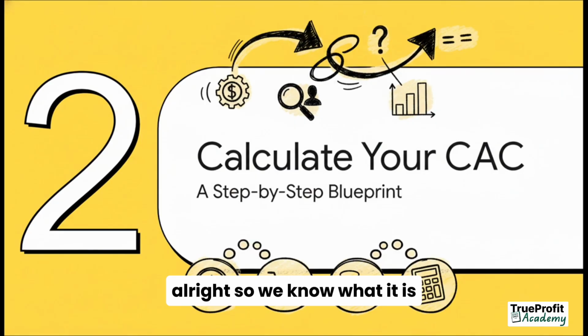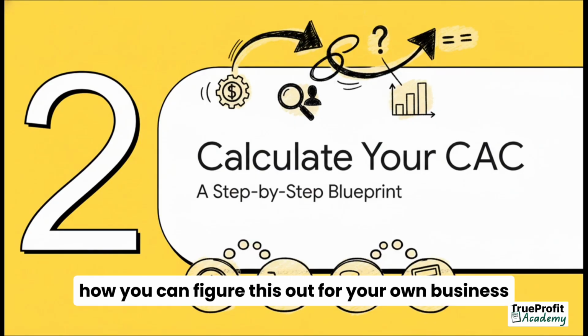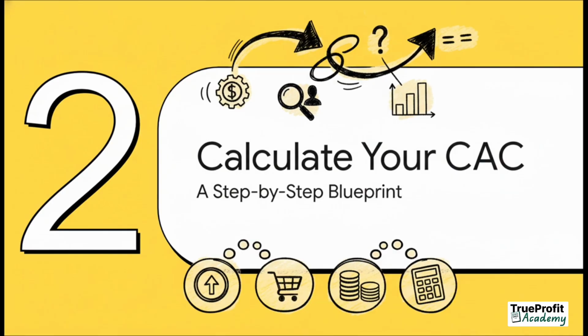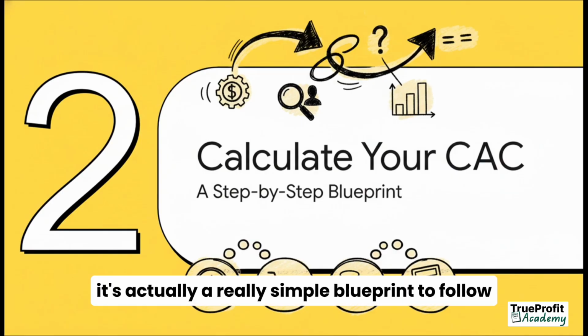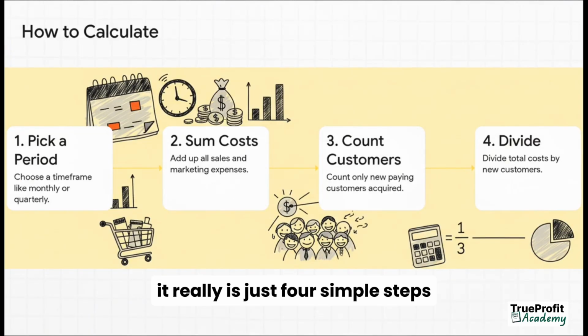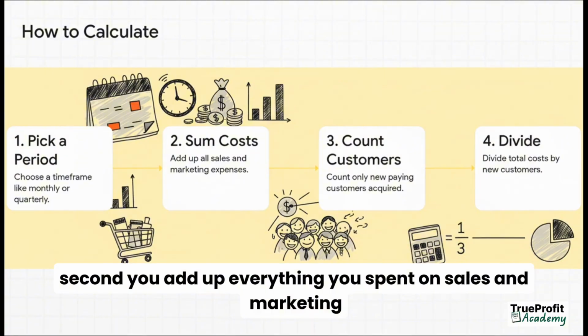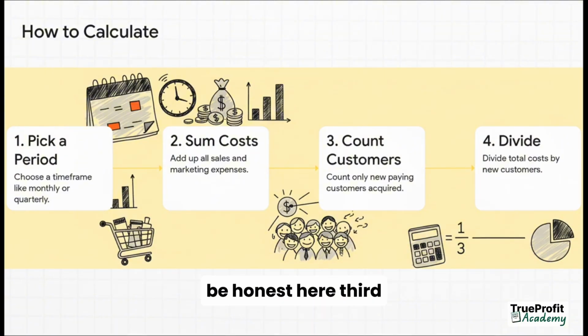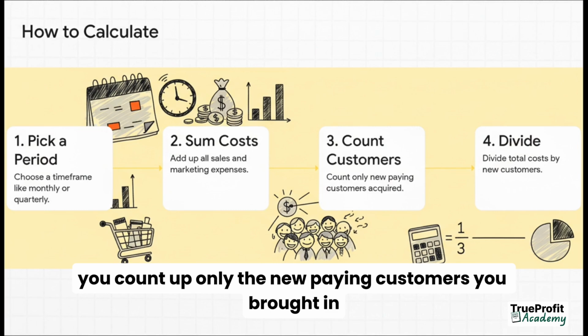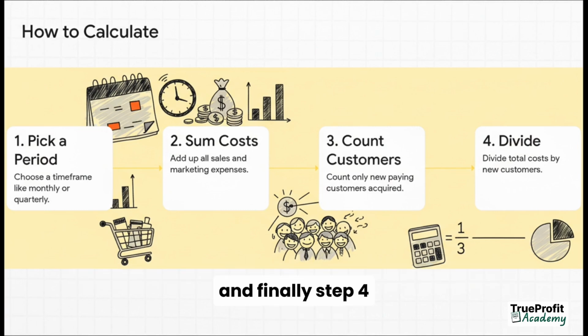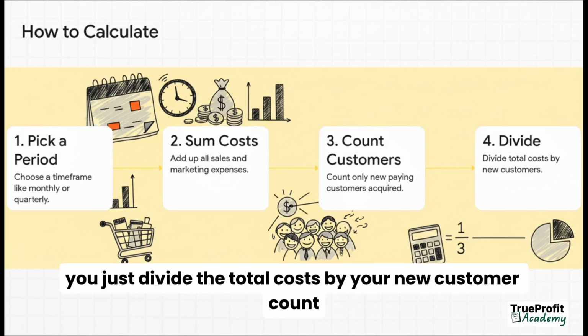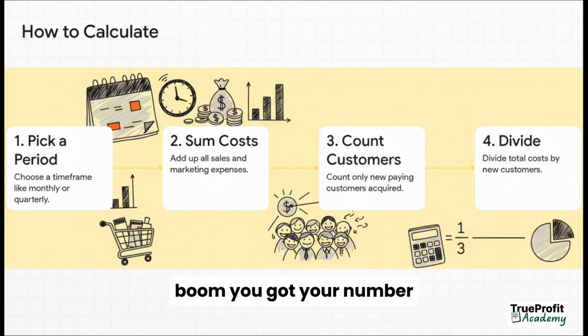All right, so we know what it is. Now let's get our hands dirty and walk through exactly how you can figure this out for your own business. It's actually a really simple blueprint to follow. It really is just 4 simple steps. First, you got to pick a time frame. A month is pretty common, or maybe a quarter. Second, you add up everything you spent on sales and marketing. Be honest here. Third, you count up only the new paying customers you brought in. And finally, step 4, you just divide the total costs by your new customer count. Boom, you've got your number.